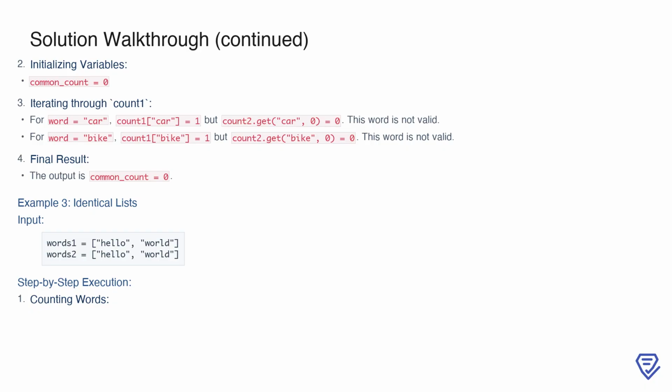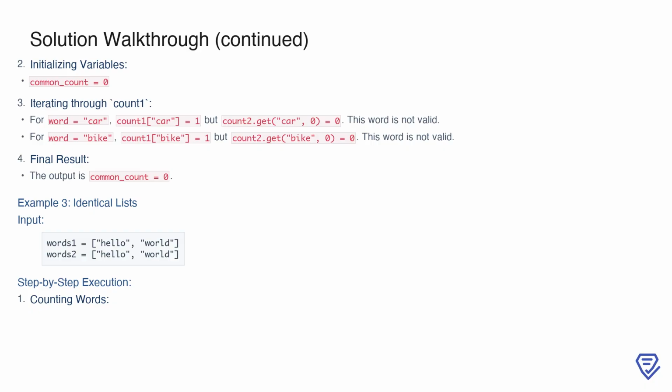Similarly, the next word, bike, also appears exactly once in words 1, but not in words 2, making it invalid as well. Since none of the words in count 1 meet the criteria, the value of common_count remains 0. The final result for this example is therefore common_count equals 0, indicating no common words with exactly one occurrence.